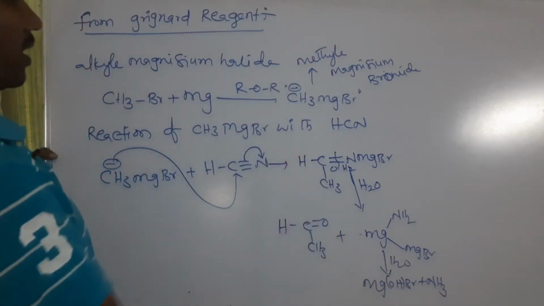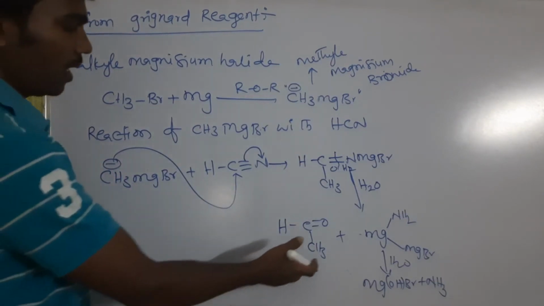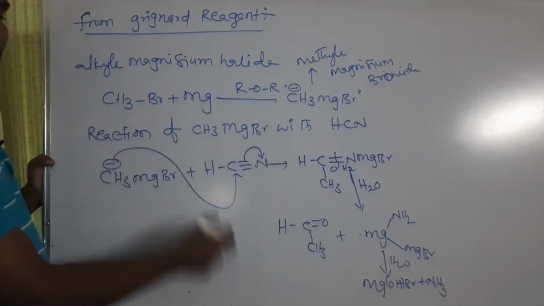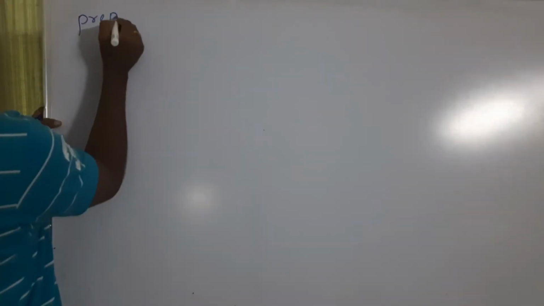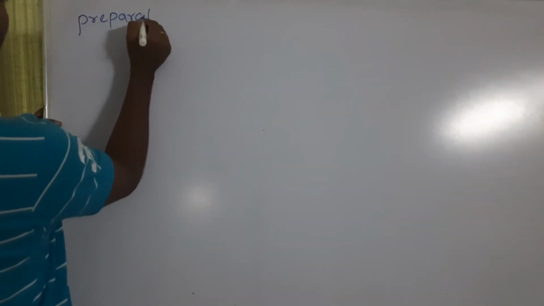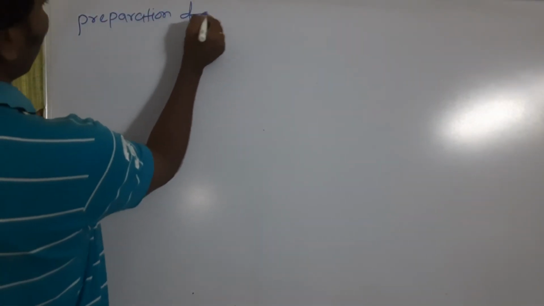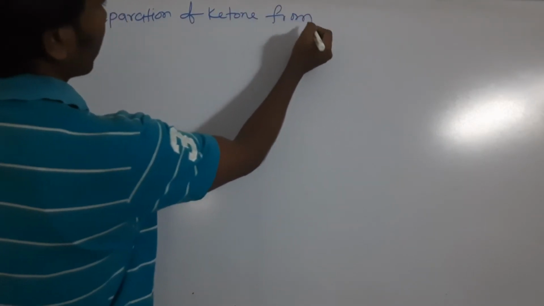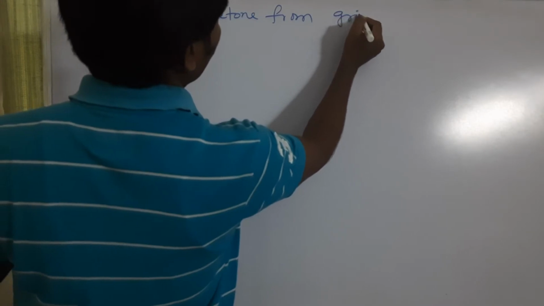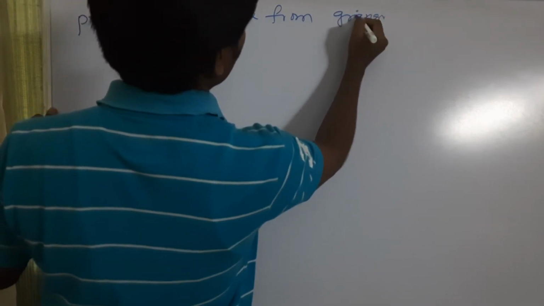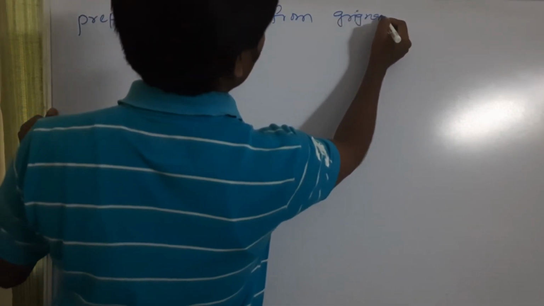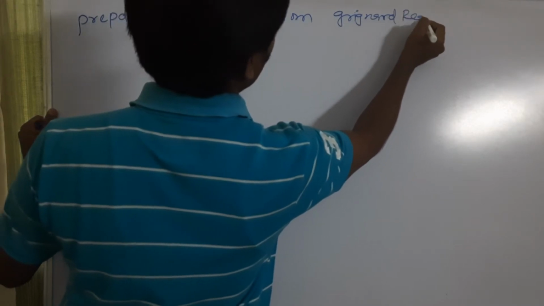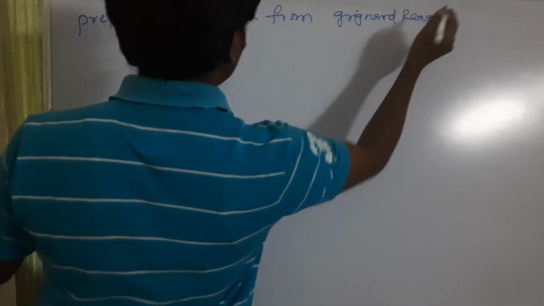So this is one of the methods for the preparation of aldehyde from the Grignard reagent. Next, preparation of ketone from Grignard reagents.